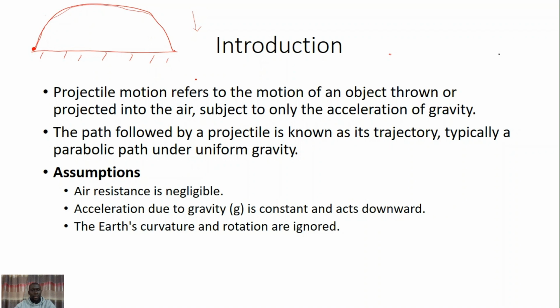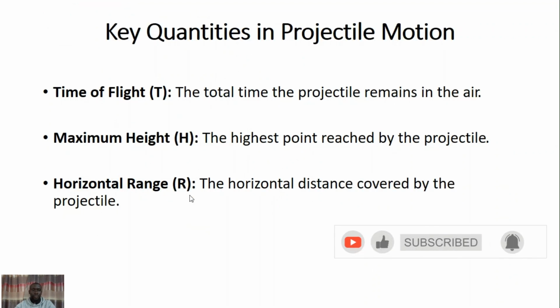Usually, when you are dealing with calculations in projectile, there are some assumptions, and these are the three assumptions. Usually, there is no air resistance, acceleration due to gravity is constant and acts downwards, and also the Earth's curvature and rotation are ignored, because if you take them into account, the calculation will be slightly different.